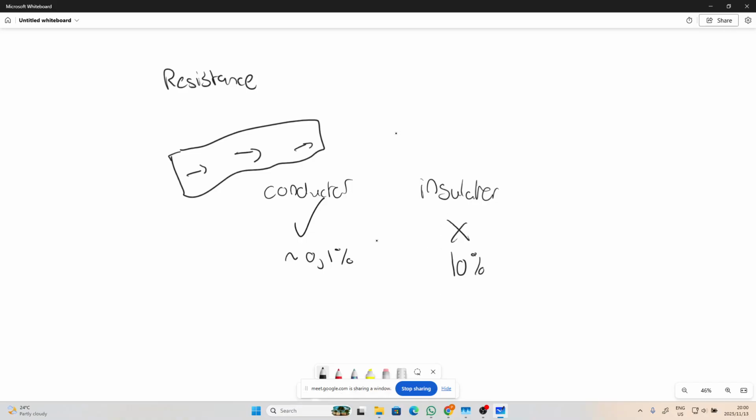Now, as long as current is flowing through here, there's resistance through here. And how do we calculate resistance? It's your voltage divided by your current. Simple formula. Right. So if the material is dependent on that, some can allow electrons to flow through it easily, some don't. That's what determines the resistance of the material.